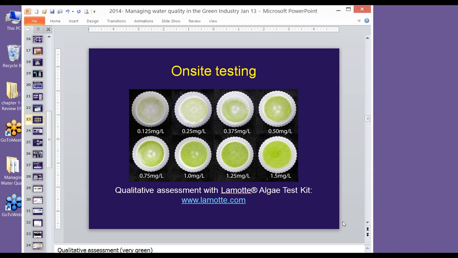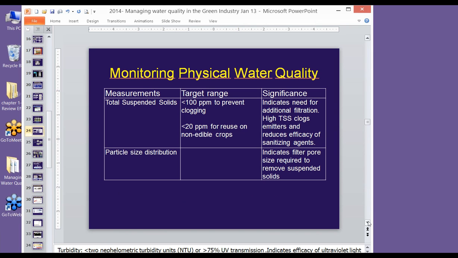And then another easy way to do it on site is to use a kit sold by LaMotte. It's very easy, but it's just qualitative. It tells you if it's really green, you have a lot. If it's lighter, you don't have that much. The numbers can be estimated specifically with the kit, but you need more lab equipment. But if you just want to sample your pond water and see how dirty it is, that's a quick way to do it.